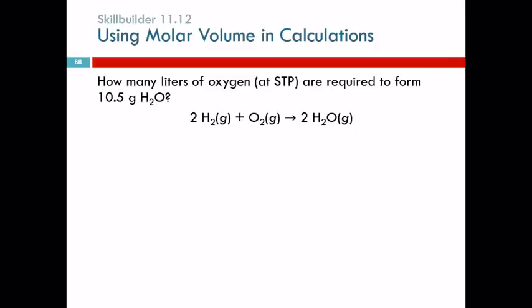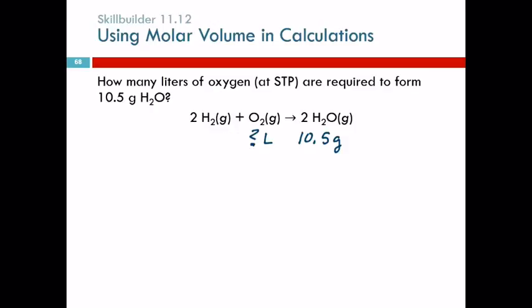So let's use molar volume as a conversion factor. How many liters of oxygen at STP are required to form 10.5 grams of water using this reaction? Well, let's organize our information. We've got 10.5 grams of water, and that's the only number in the problem. The question is how many liters of oxygen? So a little question mark, liters. This is where we're starting, where we know something, and this is where we're going, where the question mark is.